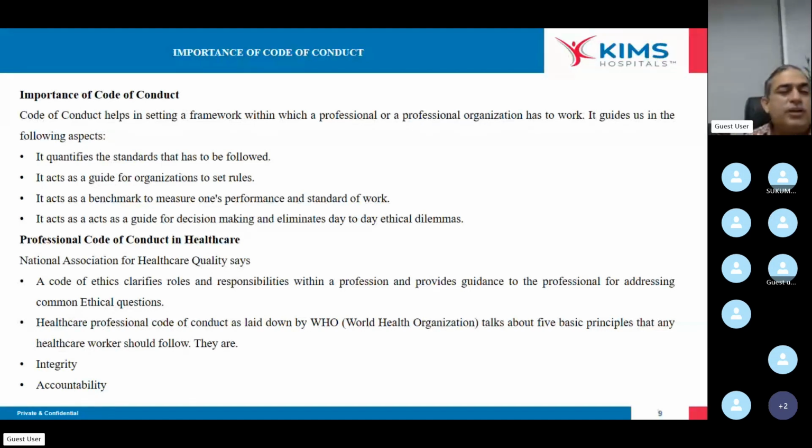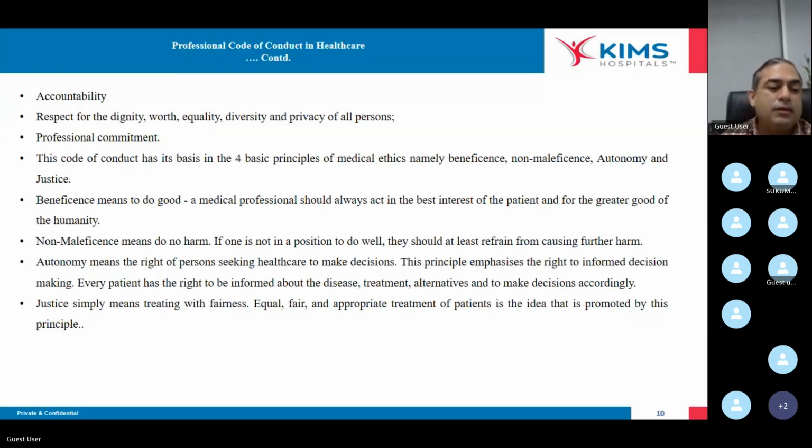Professional code of conduct in healthcare: the National Association for Healthcare Quality says a code of ethics clarifies roles and responsibilities within a profession and provides guidance to the professional for addressing common ethical questions. The Healthcare Professional Code of Conduct, as laid down by WHO, talks about 5 basic principles that any healthcare worker should follow: integrity, accountability, respect for the dignity, worth, equality, diversity, and privacy of all persons, and professional commitment.